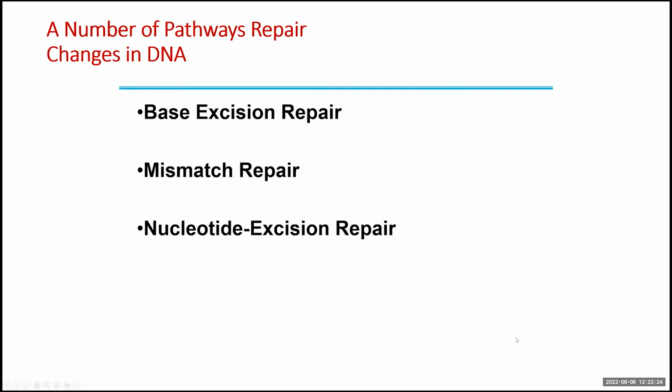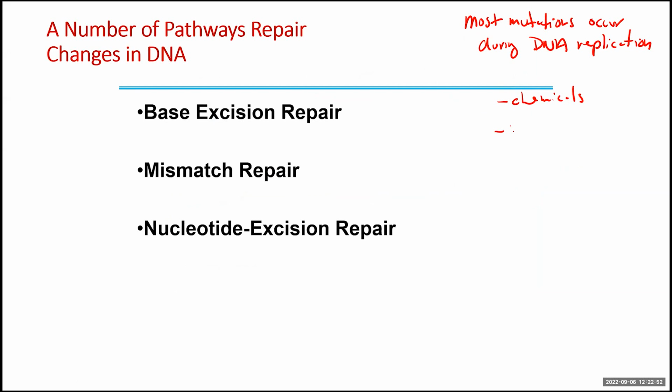All right. So what do you actually need to know about what causes mutations? You should be aware that most mutations occur during DNA replication, and that they can be caused by problems in replication, but they can also be induced by chemicals and radiation.